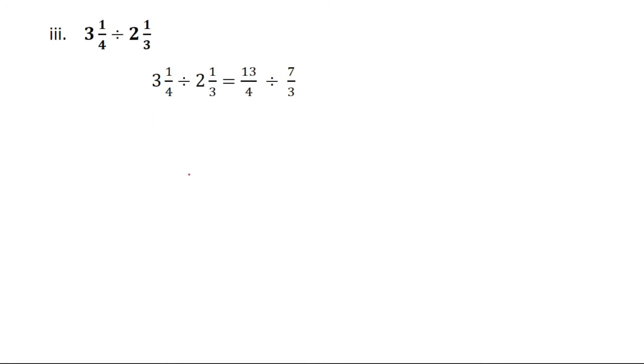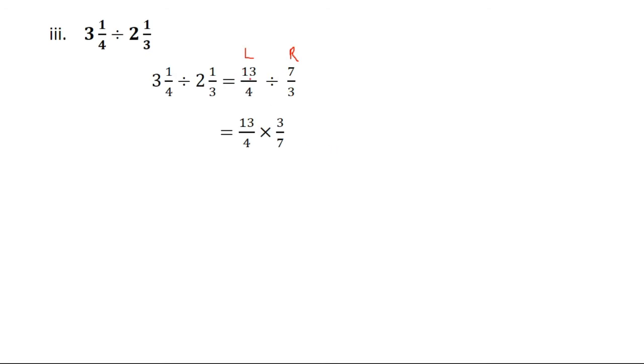Now, if you have division, this is what you do. You see, this is on the left hand side and this is on the right hand side. So what you do is that you keep what is on the left hand side. You keep this 13 over 4. You change the division sign to multiplication. Then you turn what is on the right hand side upside down. So the numerator becomes the denominator and the denominator becomes the numerator. I hope that is clear.